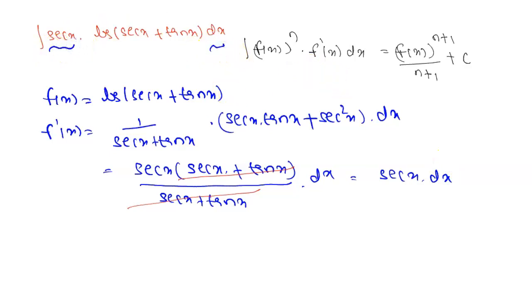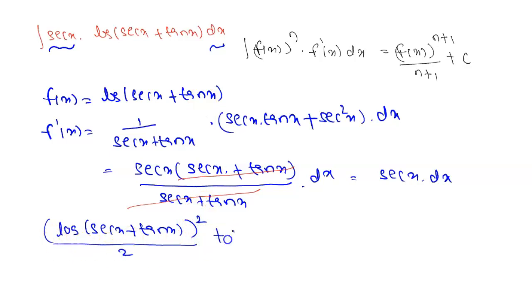So here I can apply that formula, right? The formula goes to f of x power n plus 1 by n plus 1. F of x value is how much? Log mod secant x plus tan x. So the answer is log of secant x plus tan x whole to the power, here 1 is there, 1 plus 1 goes to 2, by 2 plus c. This is the answer for this question. Okay. Now go for the next question.